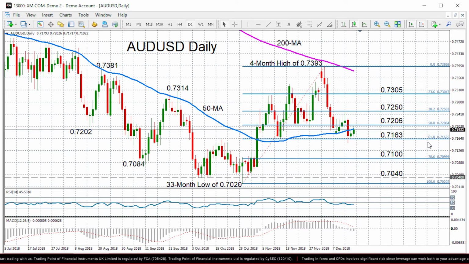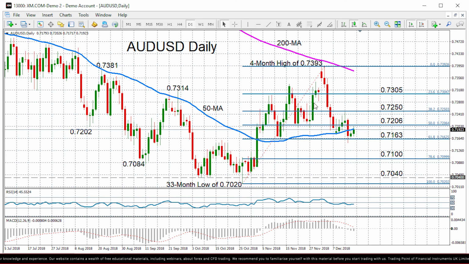To the downside, we are seeing strong support from the 61.8% Fibonacci at 0.7163, and then a breach of that level would take the pair towards the 0.71 handle. That's the 78.6% Fibonacci retracement, and falling even further below that, we would then see that important support area between 0.7040 and 0.7020 coming into focus, and of course 0.7020 was a 33-month low all the way back in October.